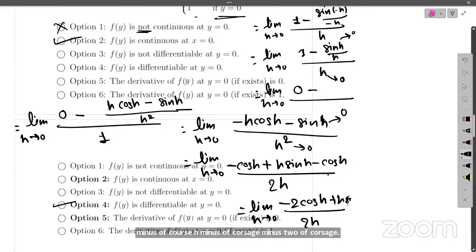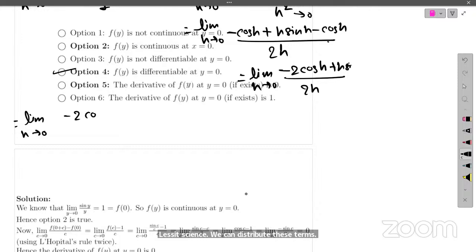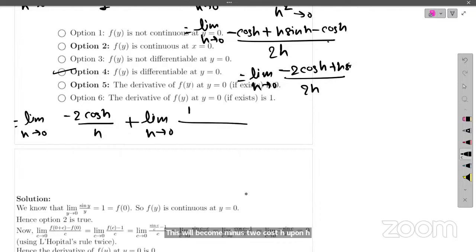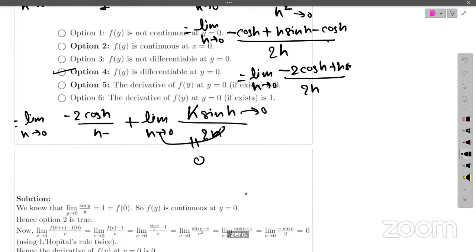We can distribute these terms. It will become equal to the limit as h goes to 0 of minus 2 cos h upon 2h, plus the limit as h goes to 0 of h sin h upon 2h. The h and h will get cancelled out. As h goes to 0, sin h goes to 0, so that limit will become 0. Now we just have to compute this limit. But here, as h goes to 0, the numerator goes to 0 and this goes to 1.